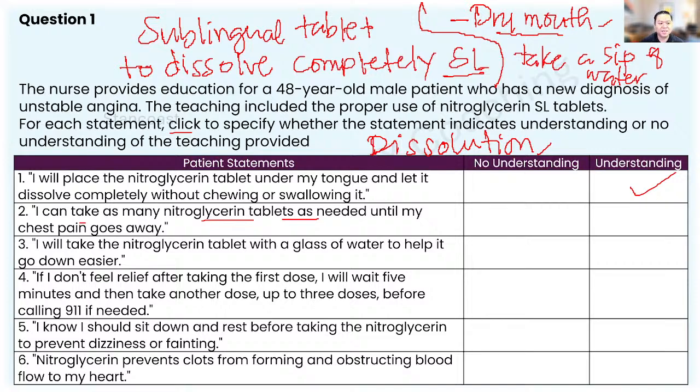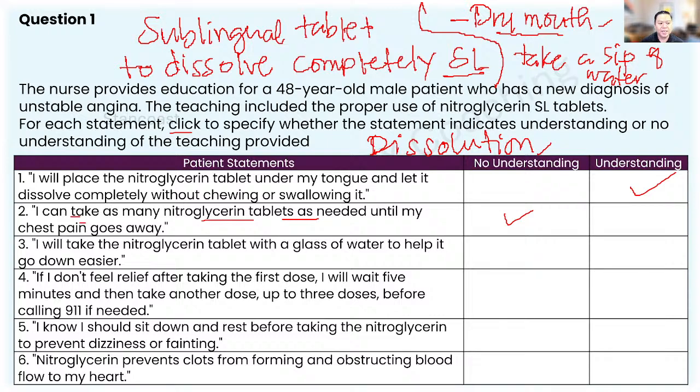It is going to be marked as no understanding. Okay, we're not supposed to do that. The patient should only take 1 tablet sublingually every 5 minutes with a maximum dose of 3 tablets. Only 1 sublingual tablet is to be placed under the tongue every 5 minutes in between if the patient's pain still persists, with a maximum dose of 3 tablets.